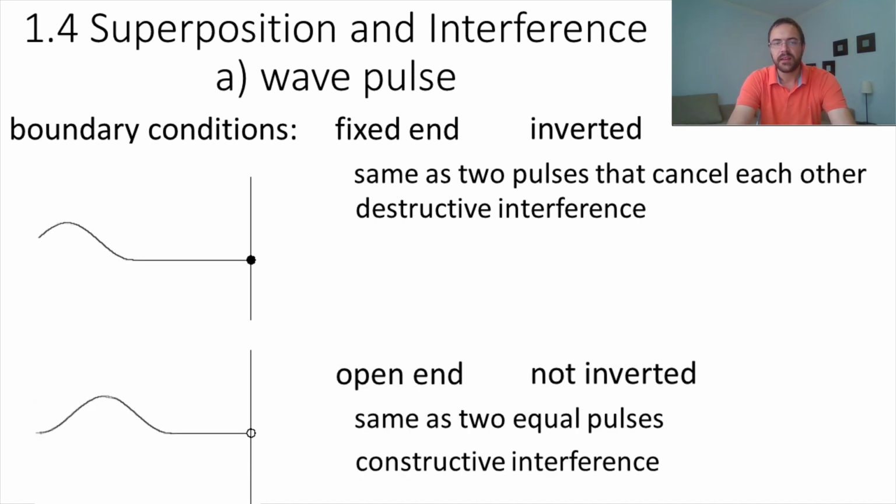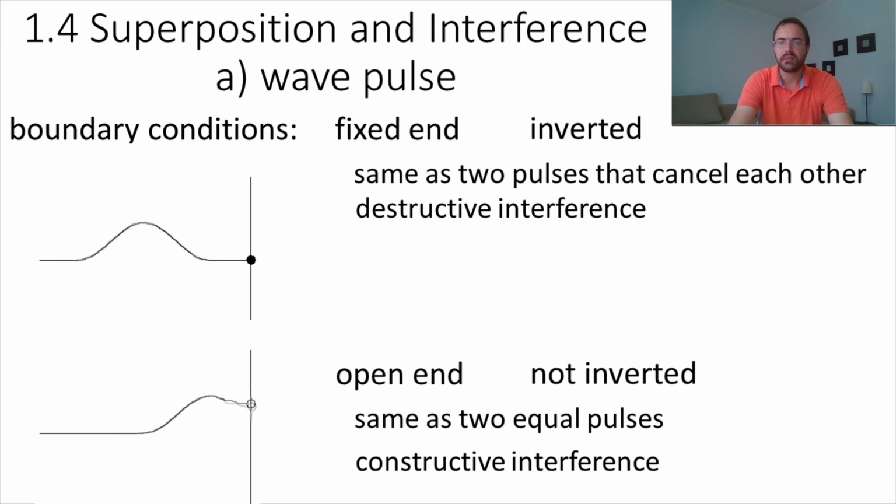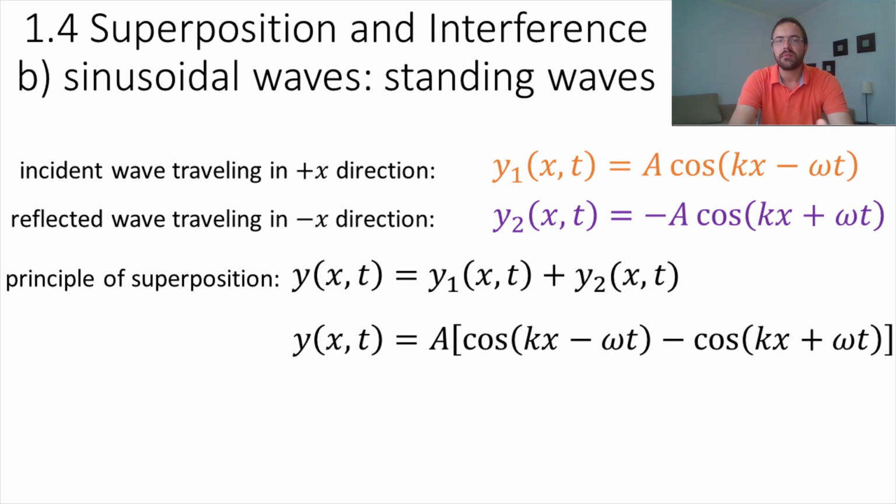And for an open end, the reflected pulse is not inverted. The open end can be obtained by two equal pulses, and using the principle of superposition, you find that the displacement for an open end has twice the amplitude of the incident pulse. And later we will call this constructive interference. Now, this was for a pulse.